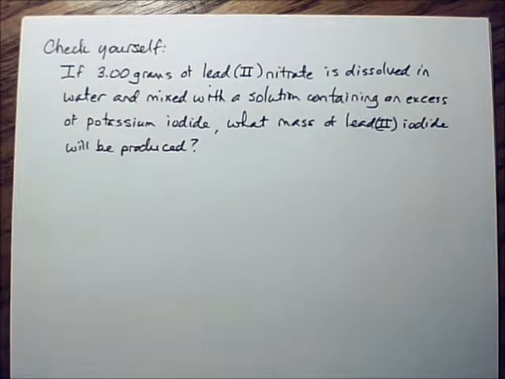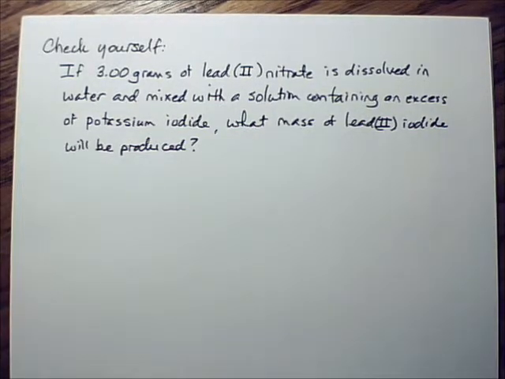Okay? So the question is, if 3 grams of lead(II) nitrate is dissolved in water and mixed with a solution containing an excess of potassium iodide, what mass of lead(II) iodide will be produced?